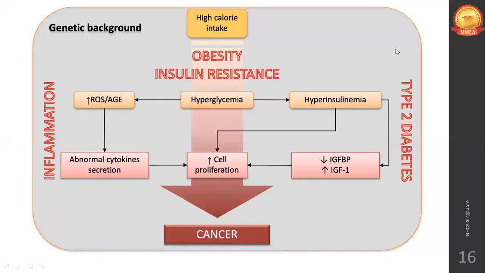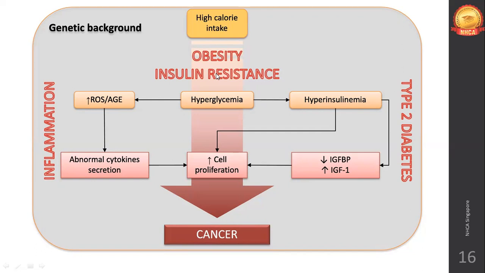Now, regarding obesity, insulin resistance, and how it leads to cancer. High calorie intake and low calorie output will lead to obesity. Obesity will lead to insulin resistance. What is insulin resistance? The pancreas is making insulin, but your cells are not responding to insulin. Only when the cells respond will insulin make a pathway for the glucose to enter the cells, so they can use it for energy later on.